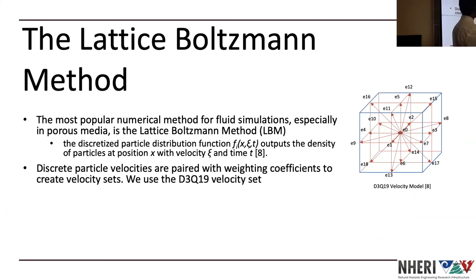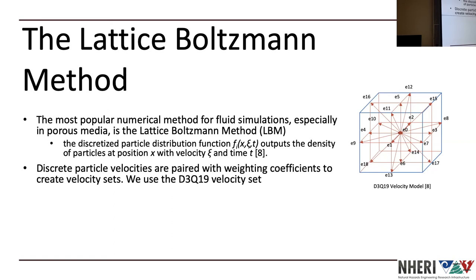They operate off the Lattice-Boltzmann method. The Lattice-Boltzmann method basically discretizes 2D and 3D space into a lattice, so at different lattice nodes, you can measure data. What we use is specifically the discretized particle distribution function, which outputs density at a certain lattice point. And because everything is discretized, they rely on what are called velocity sets, which is basically a defined set of velocity directions that can describe how liquid moves throughout the model.